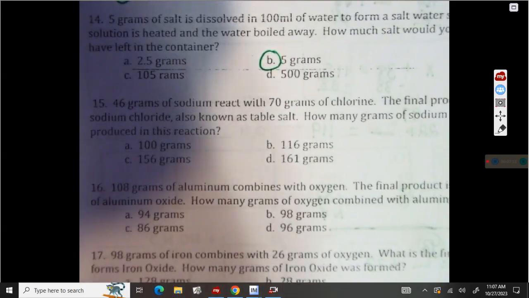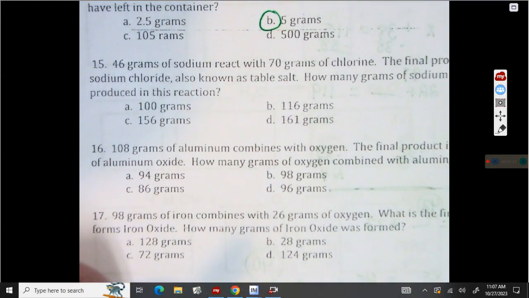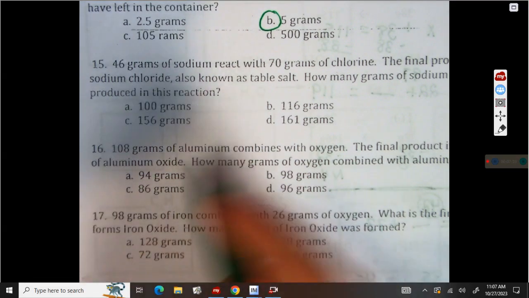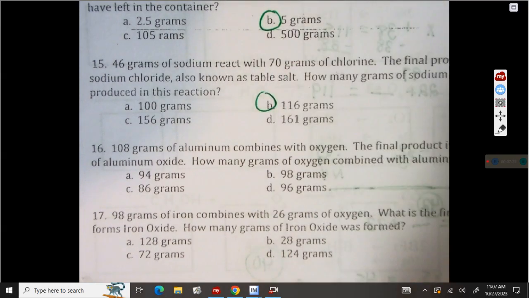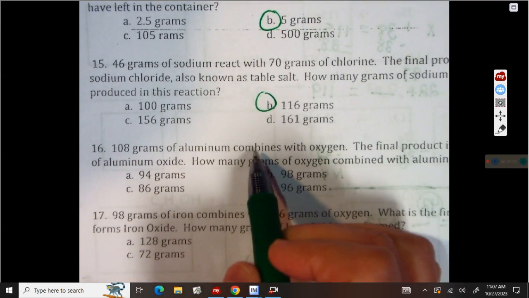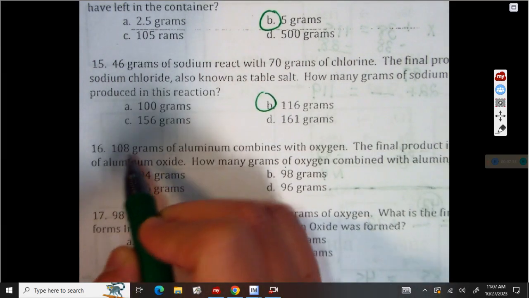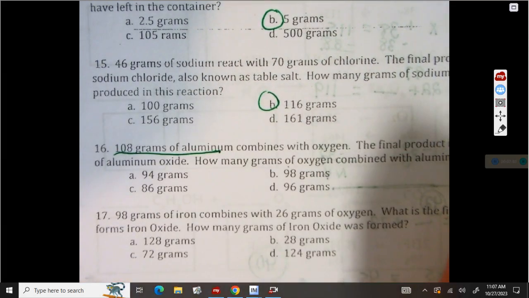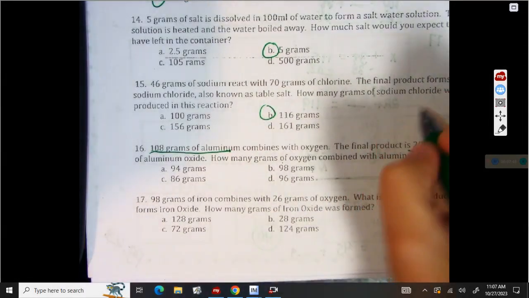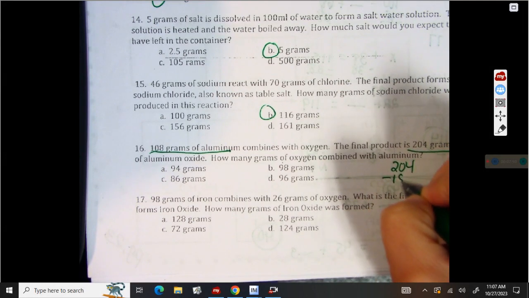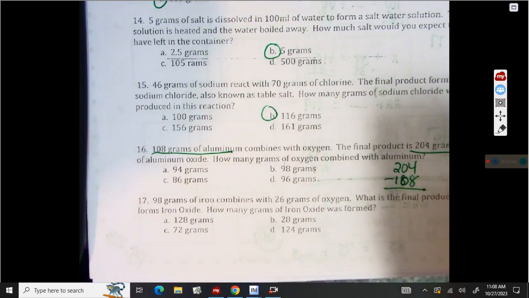46 grams of sodium reacts with 70 grams of chlorine. So if I add those together, I get 116. The final product forms sodium chloride. How many grams was produced? 116. 108 grams of aluminum combines with oxygen. The final product is 204 grams. How many grams of oxygen combined with aluminum? So we've got this much aluminum, and this is our final product. So in order to find out how much we started with, I take my final product, 204, I subtract 108, and I get 96.